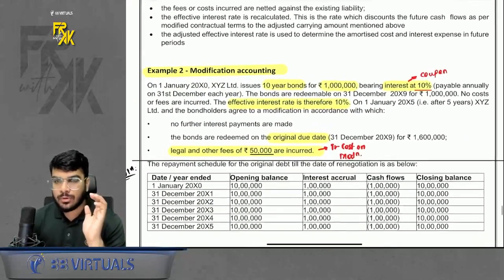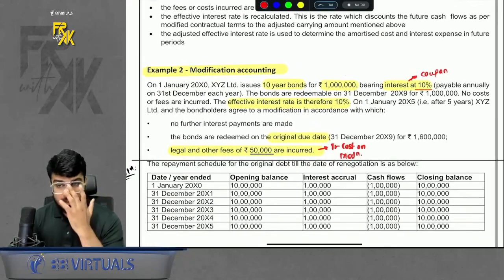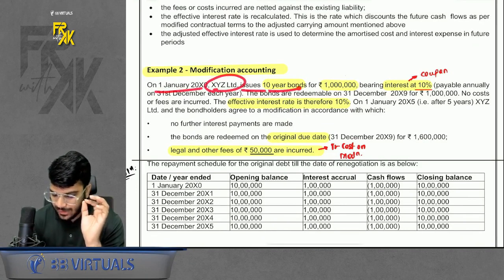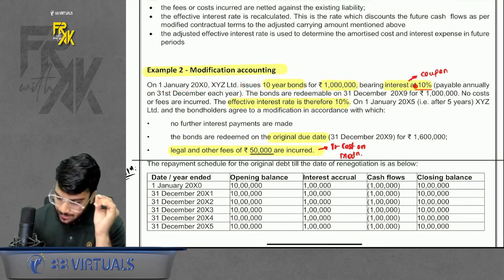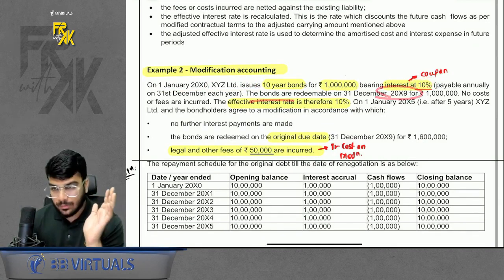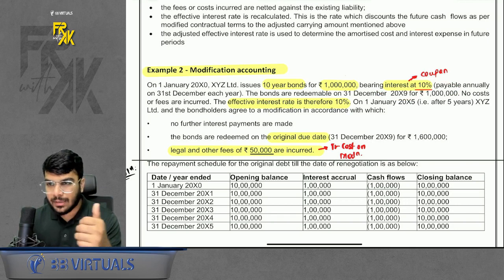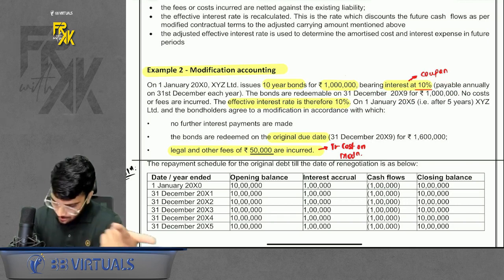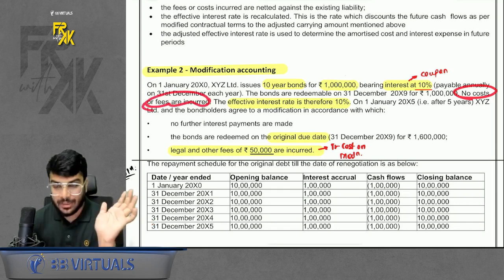Now I will teach you how to do the accounting for modification. Please be patient and listen to me very carefully. On 1st Jan 10, XYZ issues 10-year bonds for 10 lakhs. Interest coupon is 10%, and redeemable after 10 years at 10 lakhs only. So there is no premium, no discount, and also no transaction cost on day one.